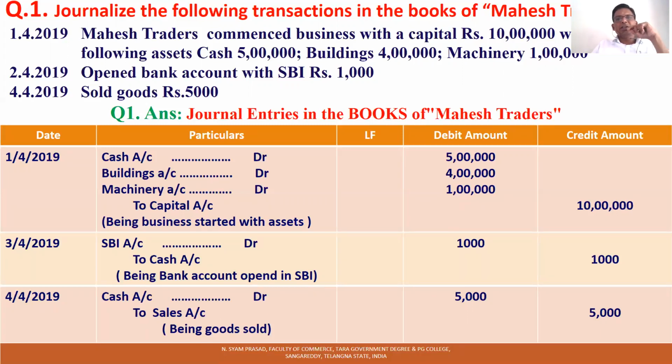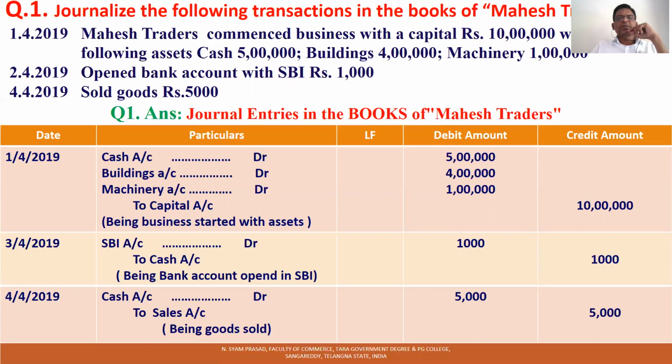When he started business with 4 lakhs of buildings, we have to write buildings account debit to capital account. When he started with machinery, machinery account debit to capital account. So he is giving cash 5 lakhs, buildings 4 lakhs, machinery 1 lakh to the business. All these three assets are coming in. These three assets are debited in one entry. It becomes a compound entry.